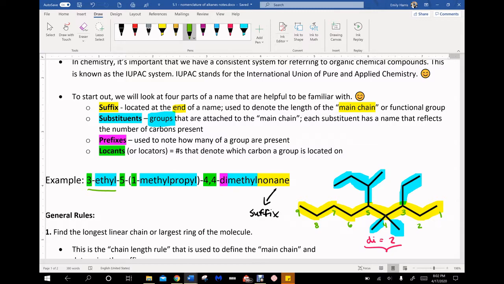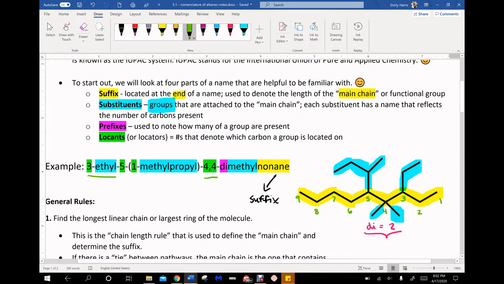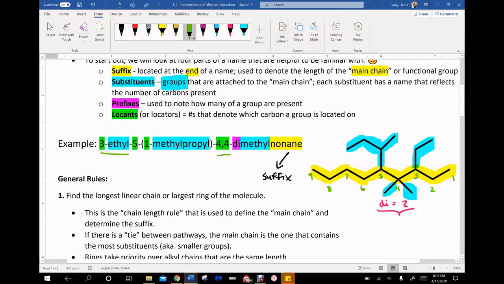If I go to the 4th carbon, I should see 2 methyl groups there because that 4 is repeating. And I do see that as well. Then on carbon 5, I have a branching group that's called 1-methylpropyl. And we'll talk about branching groups in a second. But those are your basic parts of your name: the suffix, substituents, prefixes, and locants. And that helps us piece the molecule together.